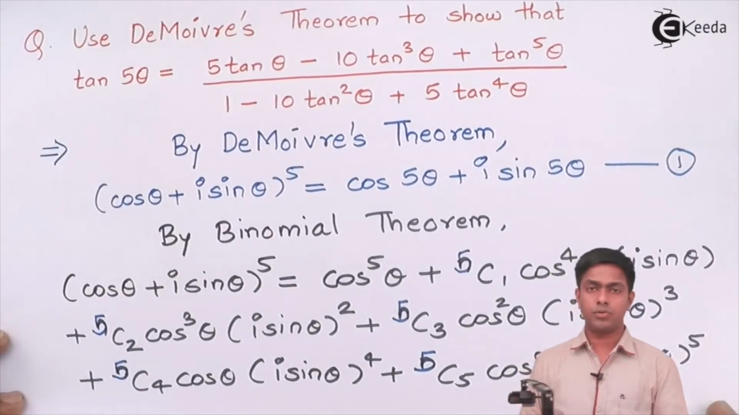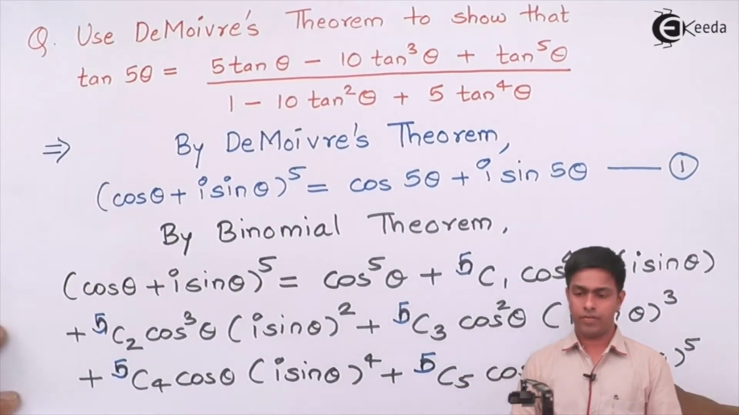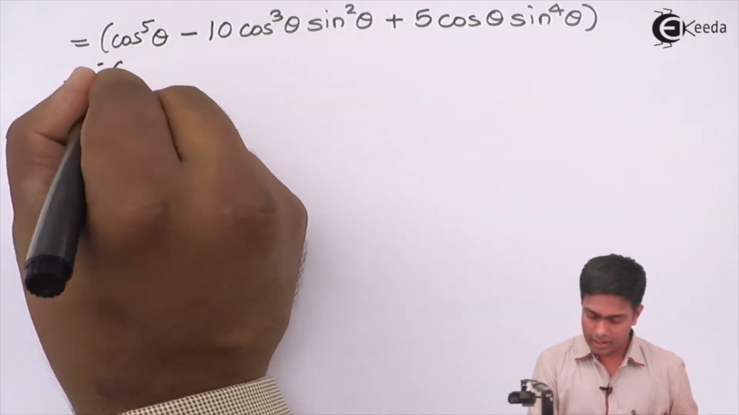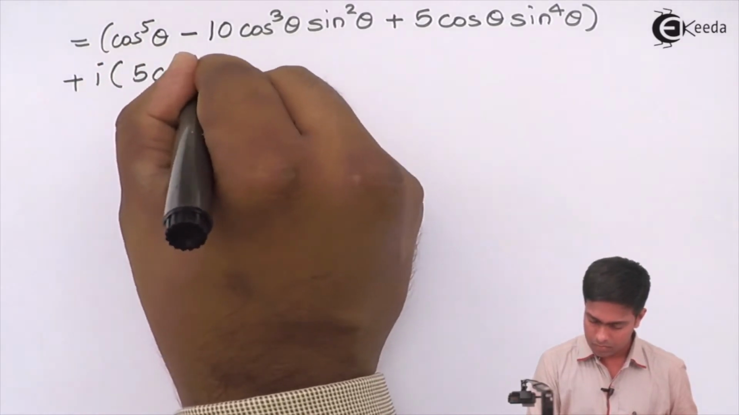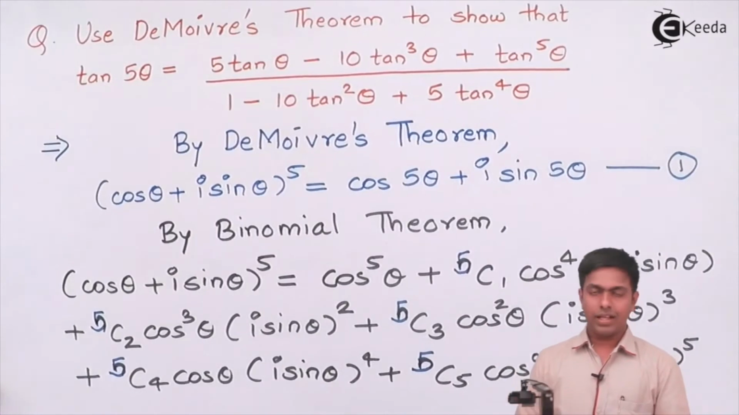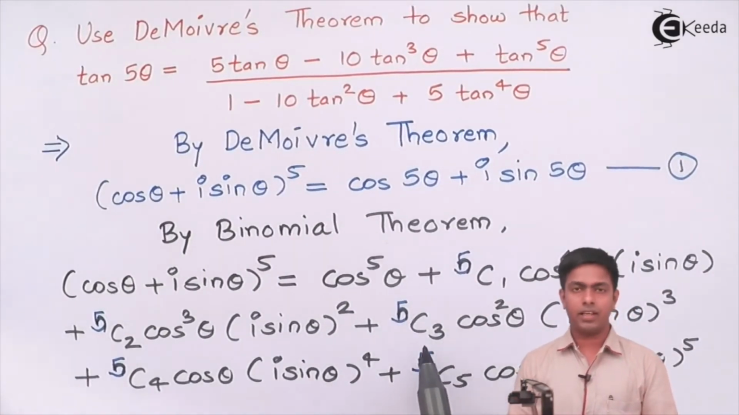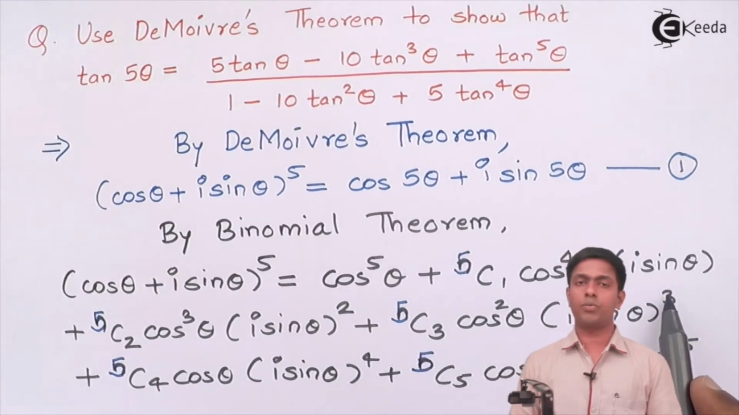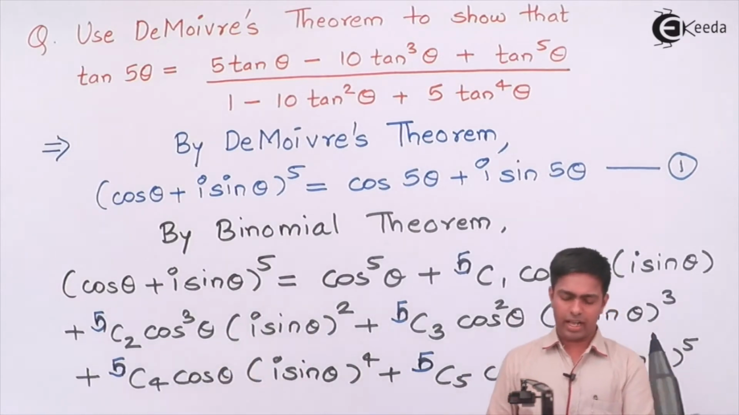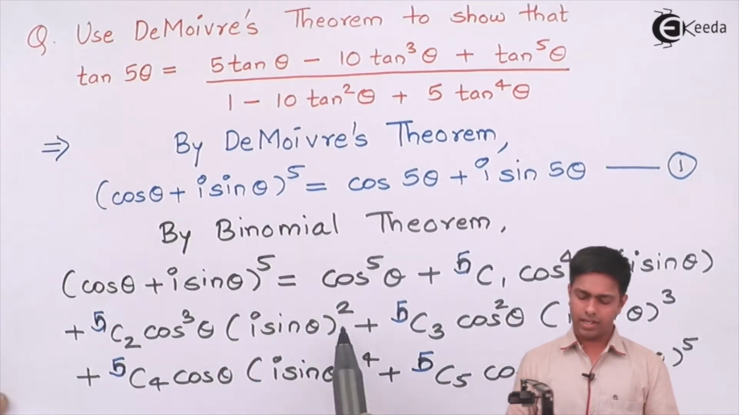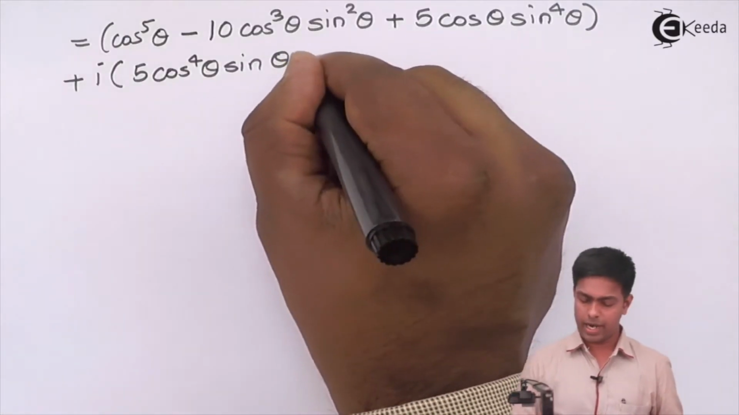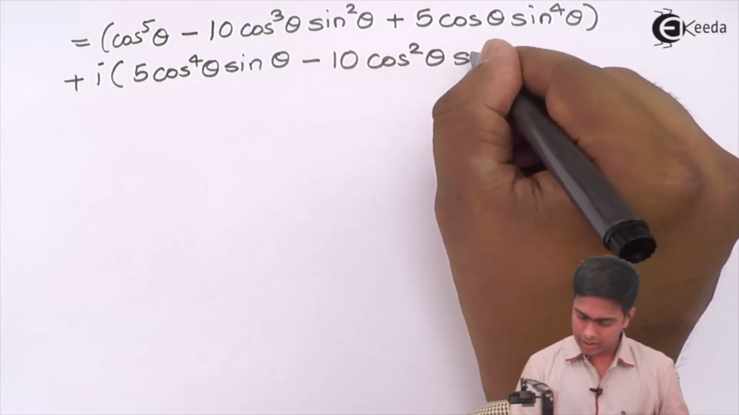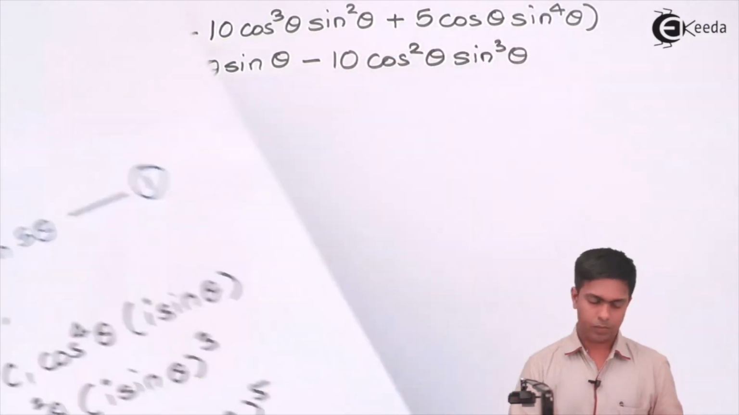Now let's take the imaginary terms together. So 5C1 is 5 cos raised to 4 theta sine theta. I'll take i outside, so plus i. Next, 5C3 is also equal to 10, so 10 cos square theta. Now i cube is minus i. We have taken i outside, but here we have a negative sign, so this plus will become negative. So minus 10 cos square theta into sine cube theta.